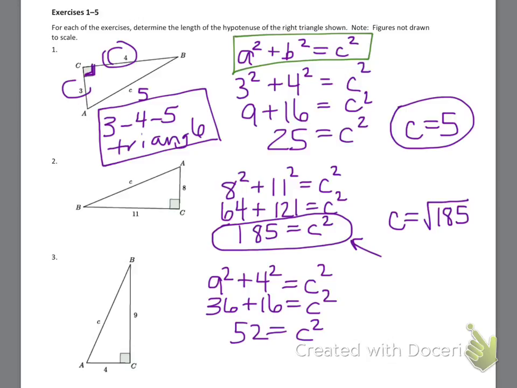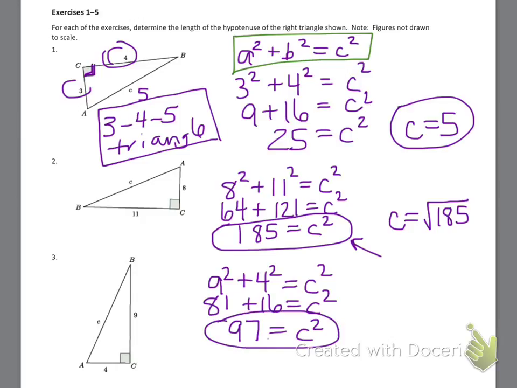Oh, wait a minute. No, it doesn't. 9 squared isn't 36. You're screaming at me, right? 9 squared is 81. Don't know what I was thinking. I was thinking 9 was a 6. So this is not 52, but this would be 97, right? 97 is c squared. 97 is not a perfect square, so we'll leave our answer just like that.